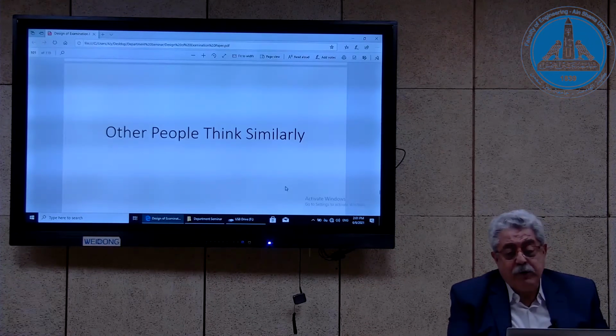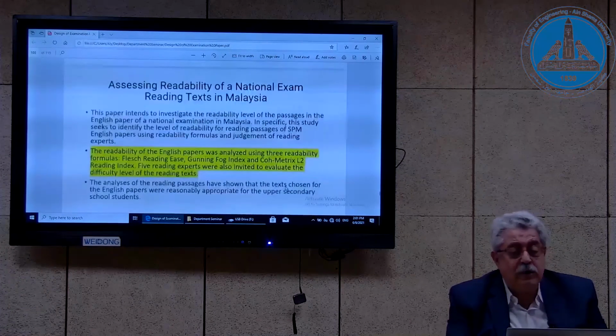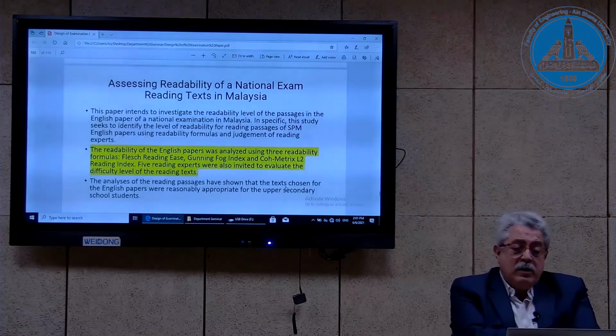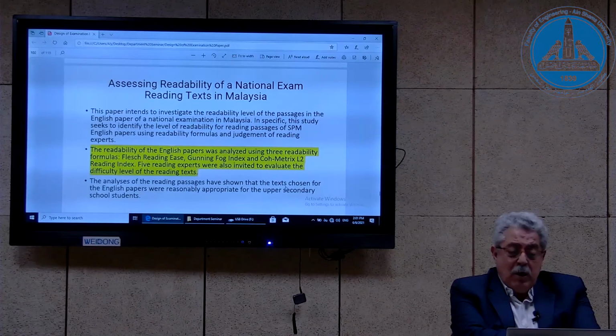Yeah, other people think similarly. I looked into literature and I found some papers. The title of the paper is Assessing Readability of a National Exam Reading Text in Malaysia. The part highlighted in yellow is what I want to read for you.